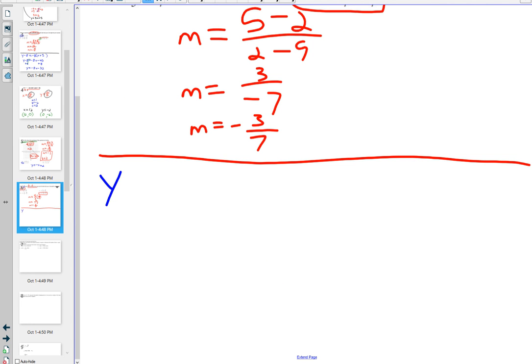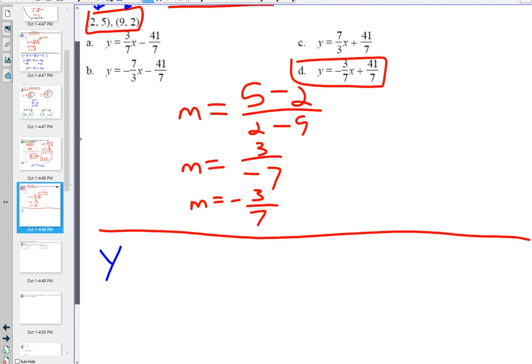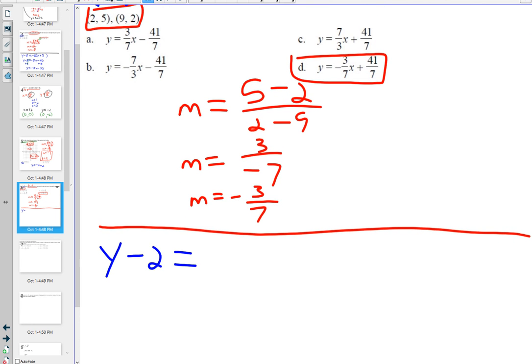So I write the y first, and then you change the sign of the y. She picked (9, 2), so I would write y minus 2 is equal to, then comes the slope, -3 over 7, and then x minus 9.